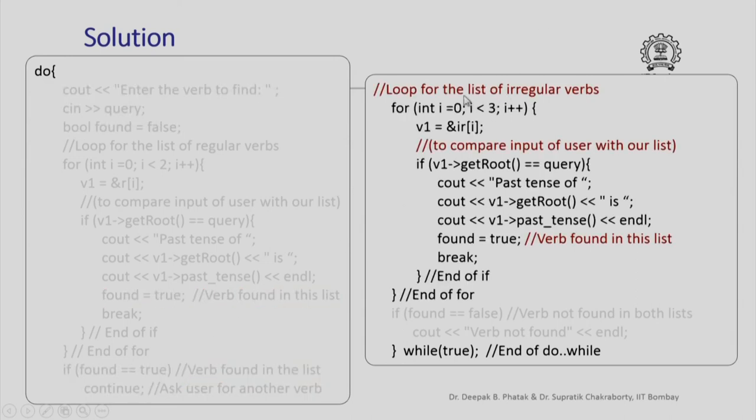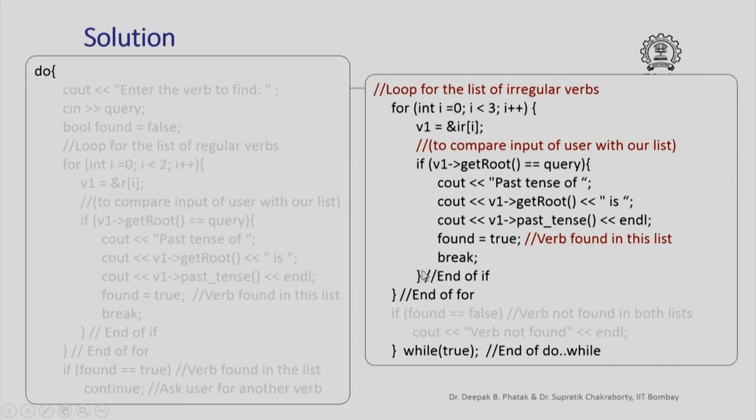In fact, what we will now do is search for the queried verb in the list of irregular verbs. Once again this is a very similar action, because the array of irregular verbs has 3 entries in it. So, I am going to have this for loop which iterates from i equals 0 to i less than 3. Once again I am using the same pointer v1 of the base verb class to point to an object from this array of irregular verbs. So, this is really an address of an irregular verb, but because the irregular class is derived from the base verb class, an object of the irregular class can also be thought of as an object of the base verb class. Therefore, an address of an object of that irregular class can be thought of as an address of an object of the base verb class. So, this assignment is fine.